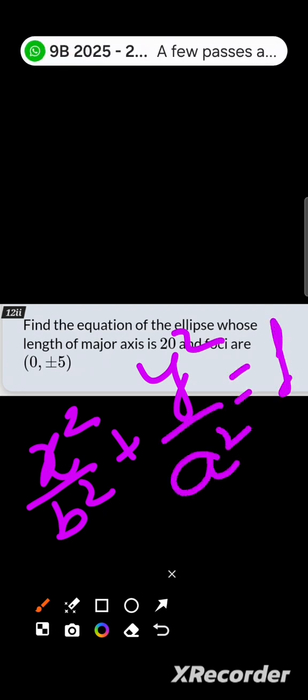Find the equation of the ellipse whose length of major axis is 20 and the foci are at 0 comma plus minus 5. So since the length of the major axis is 20 and as we can see the foci lie on the y-axis, that means the major axis is the y-axis. So the equation should be in the form of x square by b square plus y square by a square is equal to 1. So that is the equation of the ellipse.